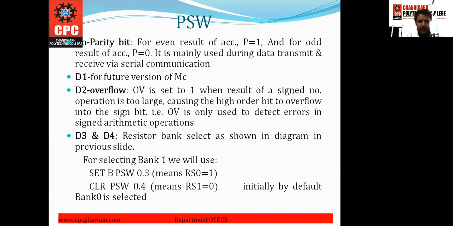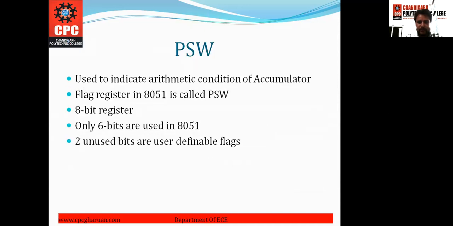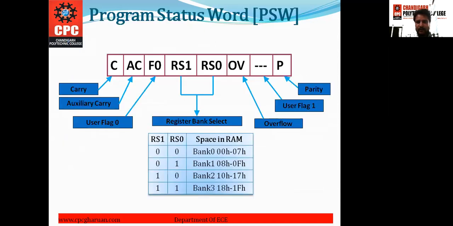First is the D0 bit, that is the parity bit. You can also mention above P block the D0 bit. We have here the data bits. D stands for the data bits D0 to D7, where P is the D0 bit and D7 is the C, that is the carry flag bit.